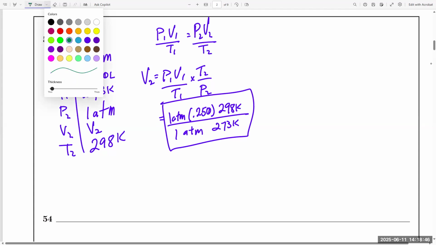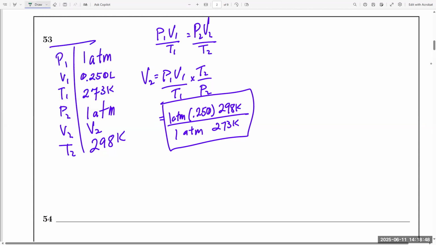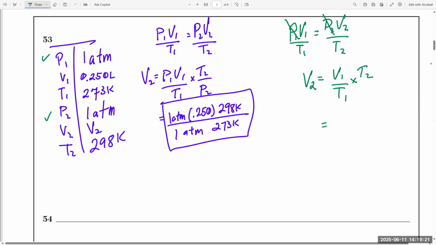The alternative way to do this is understanding that our pressures are the same as each other, which means that they cancel each other out. So essentially, if I start over, like that, we know that P1 and P2 are exactly 1 atmosphere each, and they cancel out. And it actually makes the equation a lot simpler, doesn't it? So that means that V2 is equal to V1 over T1, times T2. And then what do we get?